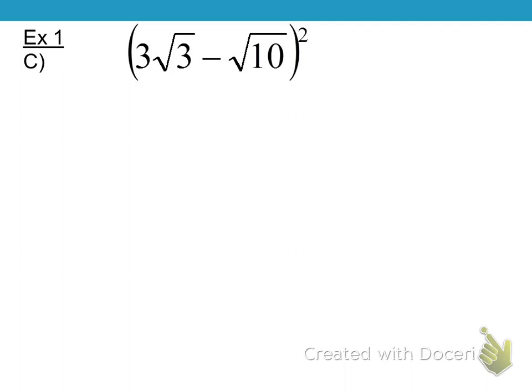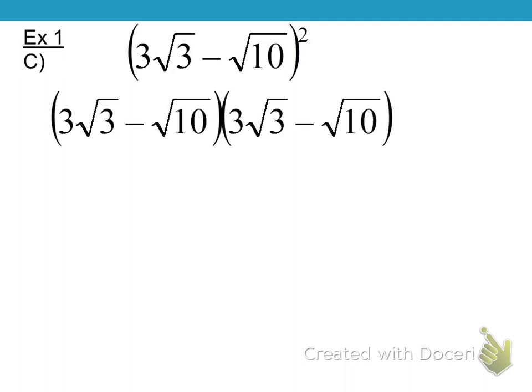Very good. So we have a binomial squared, so I'm going to need to rewrite it twice. Then I can double distribute. Wow. That's a lot. So 3 square root 3 times 3 square root 3. So what is 3 times 3? So the 3's on the outside will multiply together. That gives me 9. What's the square root of 3 times the square root of 3? 3. It is 3, because you get the square root 9, and then it's 3.